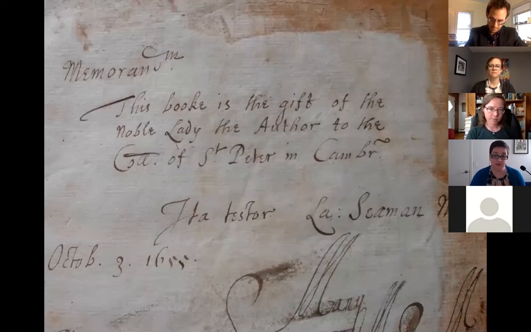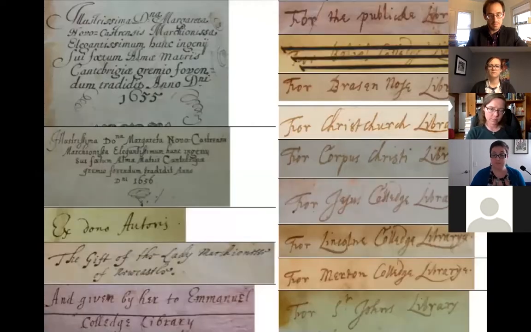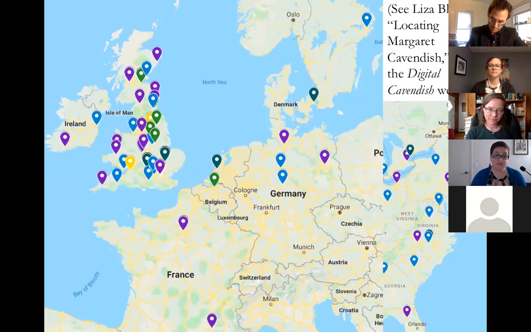It also means tracking the way that she would collect multiple copies of her printed text and donate them to public and private libraries, here Peterhouse in Cambridge, including the fact that she gave between 6 and 12 copies of her works to every single college in Oxford and in Cambridge that existed during her lifetime. And you can see the wide distribution of her works in the census of surviving books, which I've posted on Digital Cavendish and which I try to keep updated.